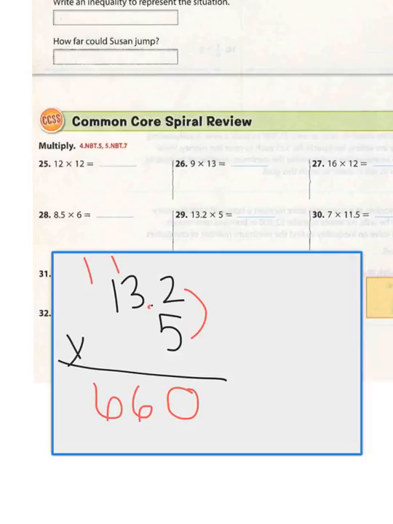Now I got to think about my decimal. There's one number to the right, so I need to make sure that there's one number to the right, so I'm going to move it right here. So I have 66.0, right? And if I have 66.0, that's the same as just 66. So that is my answer.